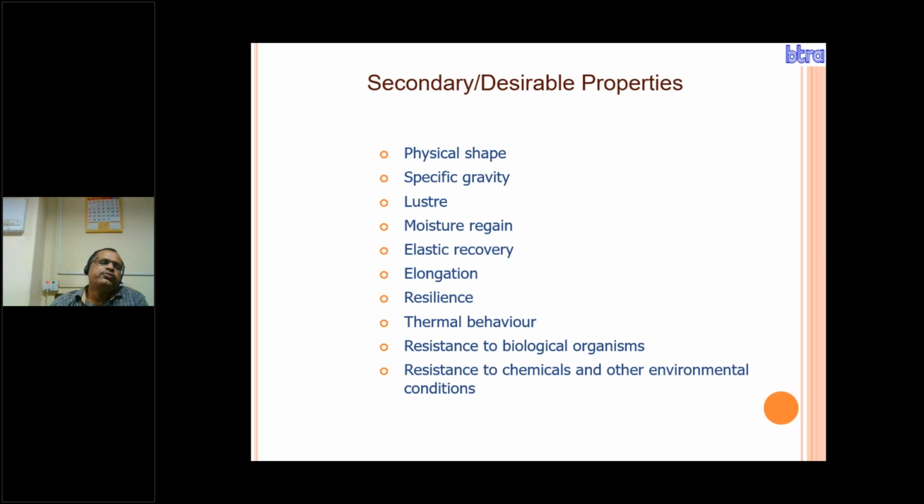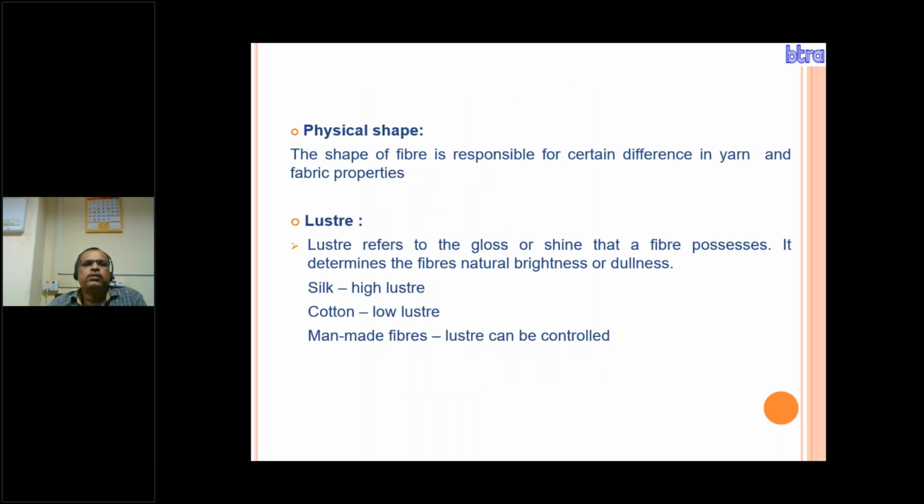The secondary properties are the desirable properties. These are physical shape, specific gravity, luster, moisture regain, elastic recovery, elongation, resilience, thermal behavior, resistance to biological organisms, resistance to chemical and other environmental conditions. The shape of the fiber is responsible for certain differences in yarn and fabric properties. The fiber shape will decide the yarn shape and its behavior also changes.